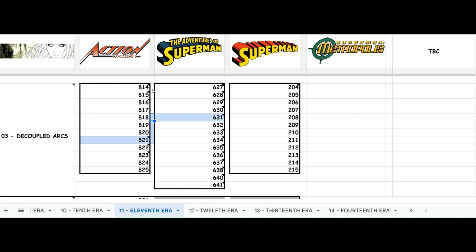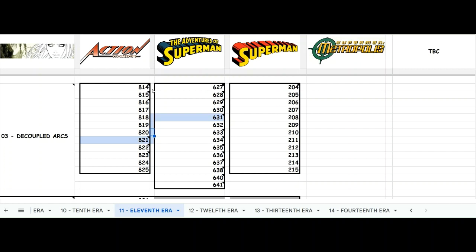The next issue is The Battery Part 5, which is Adventures of Superman 631. That closes out the Battery arc. Then we have Adventures of Superman 632. It doesn't seem to have a subtitle. It's a standalone issue, but it's a great issue. Then we go back into a little small story arc.